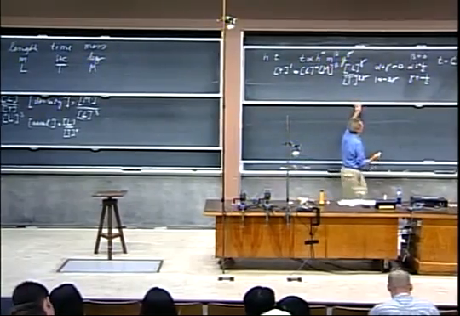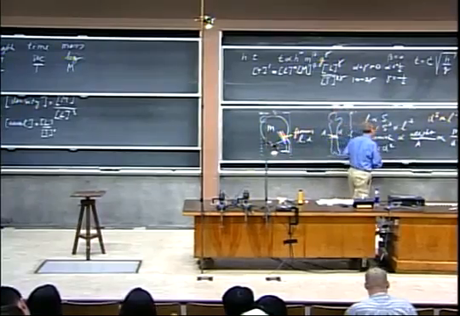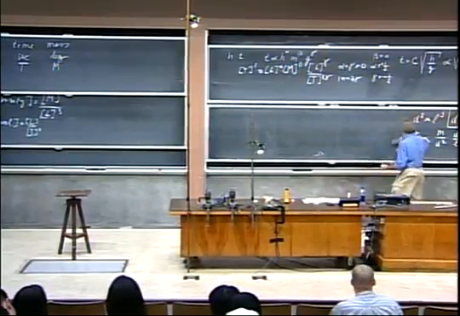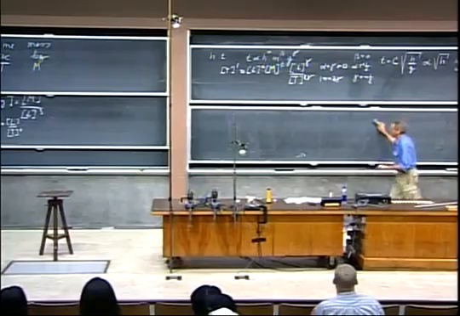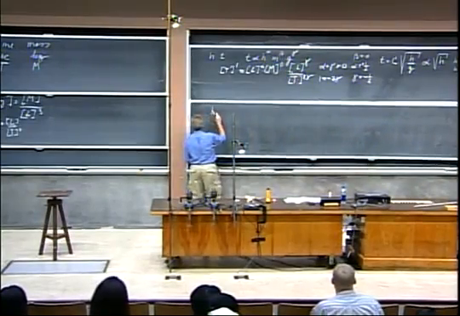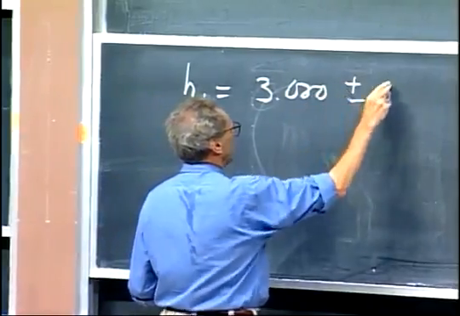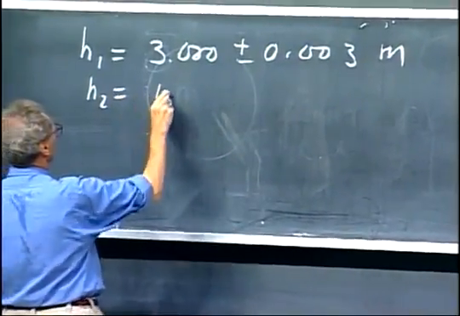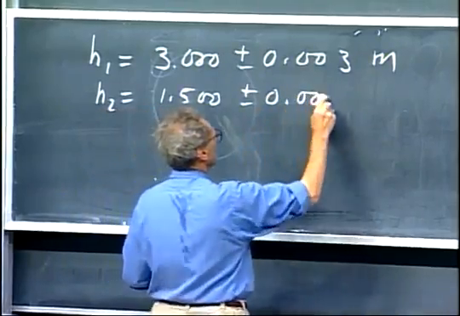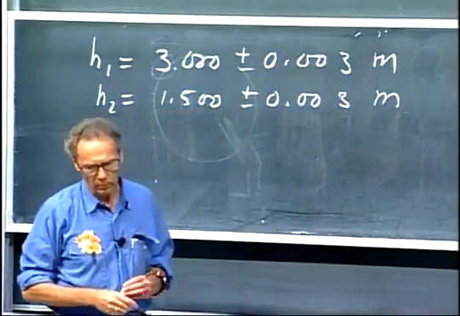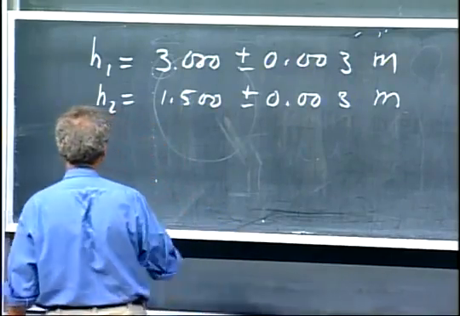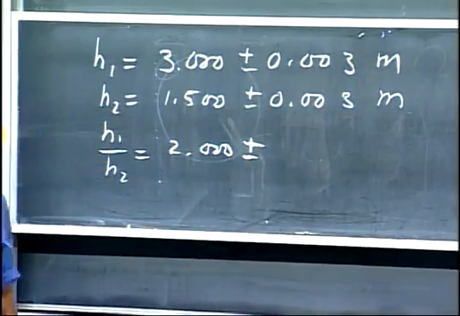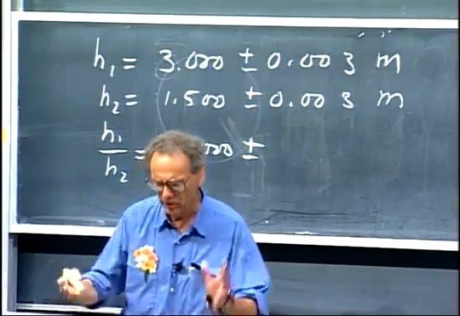So let's set this up. I have here something that's going to be a prediction of the time that it takes for one apple to fall divided by the time that it takes for the other apple to fall. H1 is 3 meters, but I claim there is an uncertainty of about 3 millimeters. Can't do any better. And H2 equals 1.5 meters, again with an uncertainty of about 3 millimeters. So the ratio H1 over H2 is 2.000, and now I have to come up with an uncertainty, which physicists sometimes call an error in their measurements, but it's really an uncertainty.